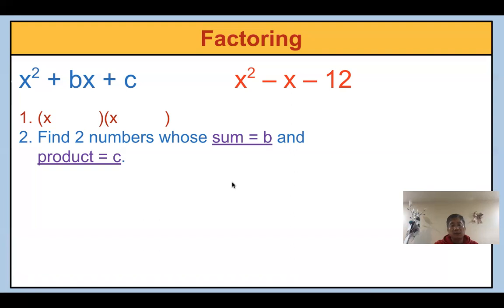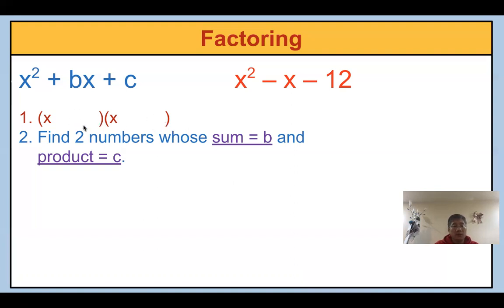Now I'll give you two methods. The first method is this one. You are going to write down the two-factor form like this, with x and x here. The only thing you need to find is two numbers, right? Here and here, with a sign plus or minus between. So you should find the two numbers.